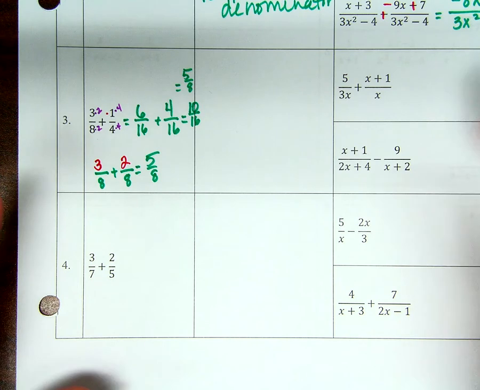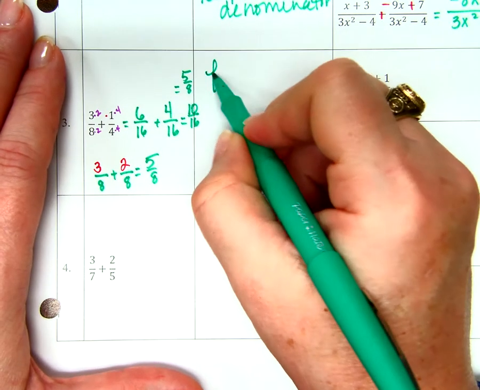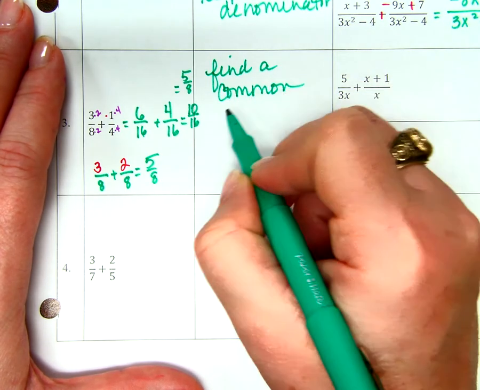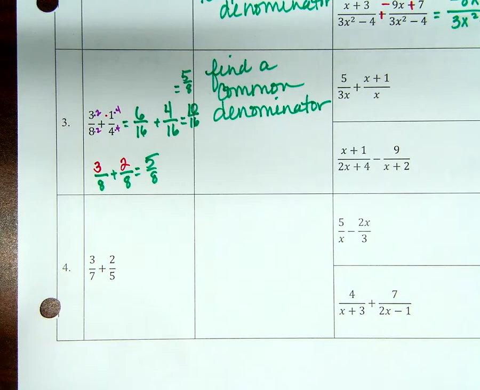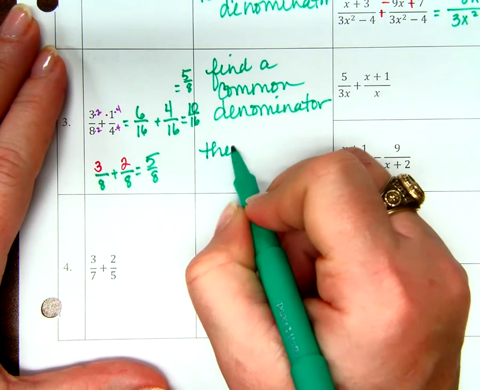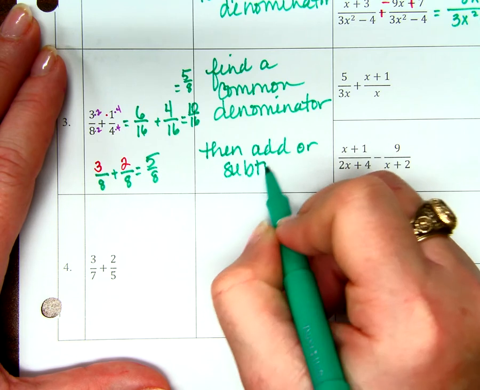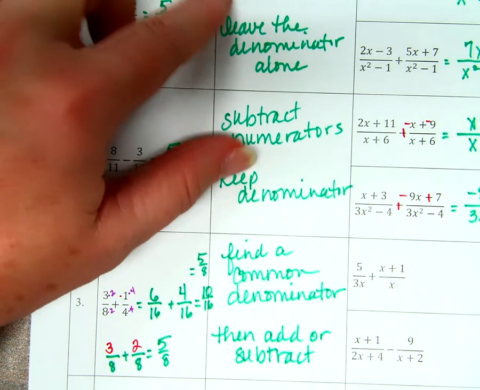Everybody okay? So what were my steps? Find a common denominator. The least common denominator if I can, right? That would be preferable. And then add or subtract, whichever one it asks for. Okay? I don't feel like I have to write the same rules up here because I already wrote them once, right?